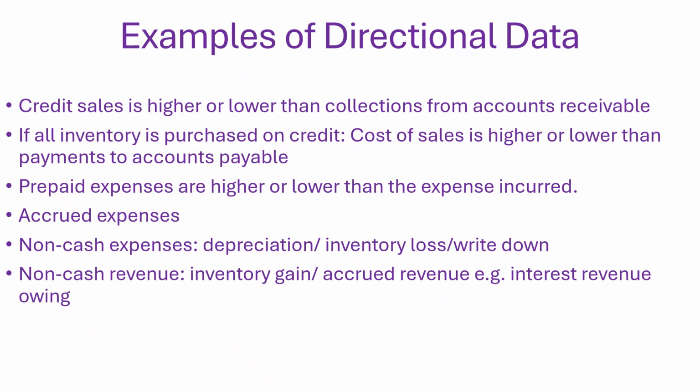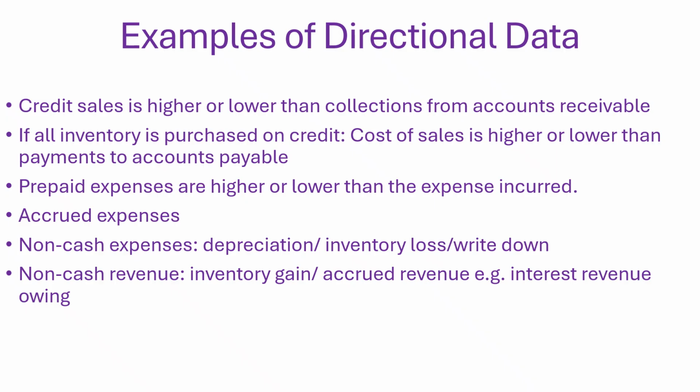Examples of directional data. Now this first one's an interesting one because historically students get stuck on this. What they'll do is they'll say credit sales is a non-cash transaction, so therefore that explains why net profit is higher than net cash from operations. That may be so some of the time, but often not. For instance, if we had a big credit sale, and when I say big I mean in terms of dollars, towards the end of the previous year, and based on the credit terms we'll collect most or a lot of those funds in the current year, then it is quite plausible that our collections from accounts receivable will indeed be higher than our credit sales for that year.